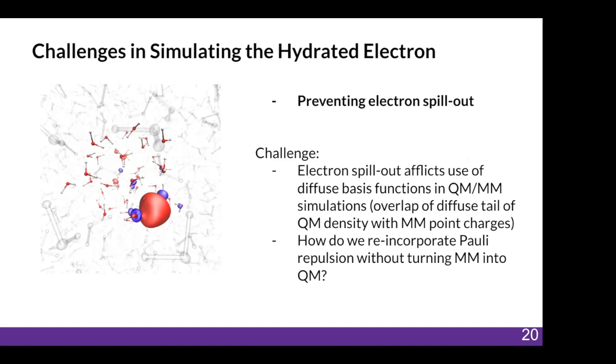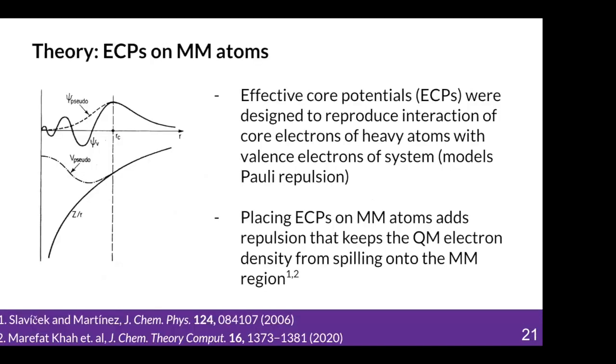And so we want to have a systematic way to prevent that, but we also want to do it in such a way that we can afford the expense of having an account of Pauli repulsion without turning MM back into QM. And this is practically achieved through what are known as effective core potentials. So these effective core potentials were designed to model the effect of Pauli repulsion originally of core electrons treated implicitly to your valence electrons in the system. This is the original intent of effective core potentials back when they were first developed. But we showed that this practical idea of mimicking Pauli repulsion can also be applied to preventing electron spillout by placing them on atoms. And this has already been demonstrated now by a few authors.